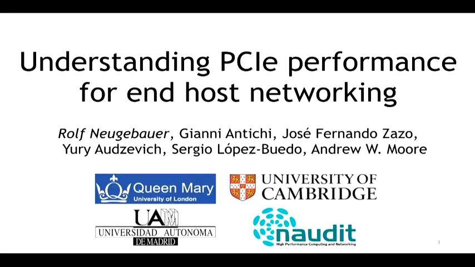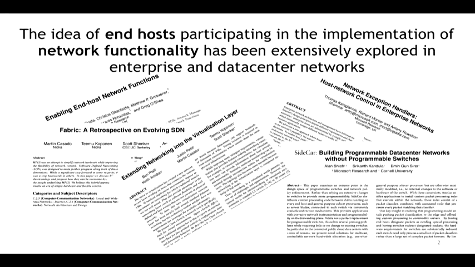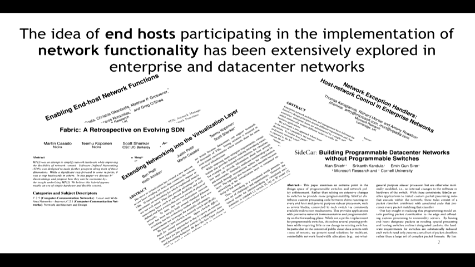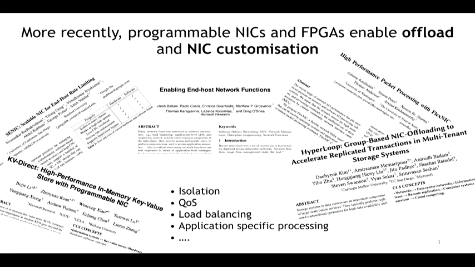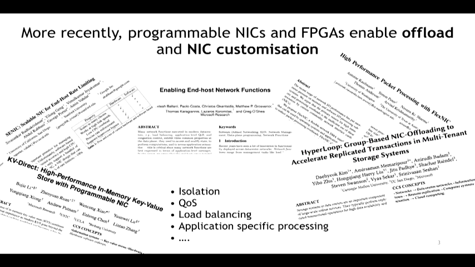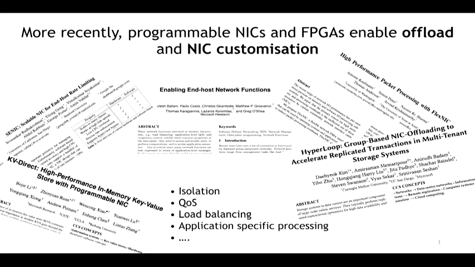Probably a bit more. So this is joint work with my collaborators, who are at a variety of universities. Over the last 10 years or so, we have seen a lot of networking functionality being pushed to the end systems, in particular things like OpenFlow, because it enabled more flexibility. But more recently, with the rise of programmable NICs and FPGAs, we have seen offloads of some of these network functionalities actually into the NIC, and NIC customizations. And we actually had a talk earlier in the session about these types of offloads.